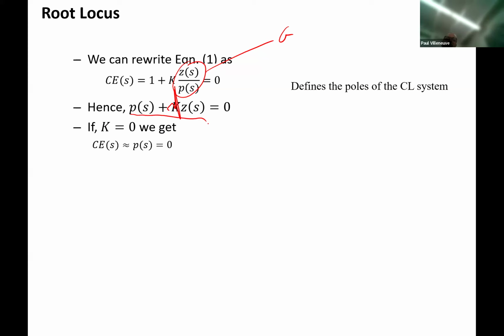So let's let K equal 0. If we let K equal 0, then our characteristic equation just becomes P of S equals 0, correct? Yes?